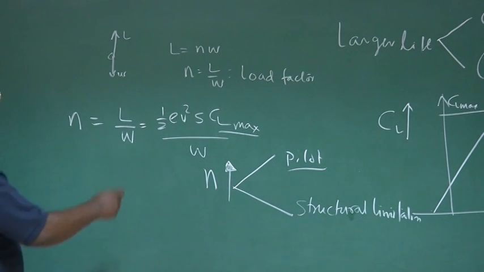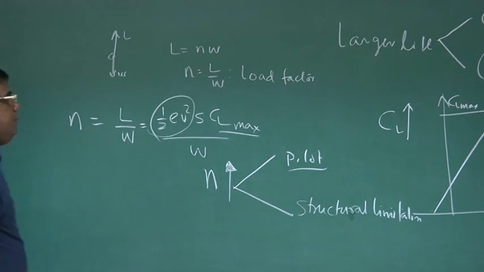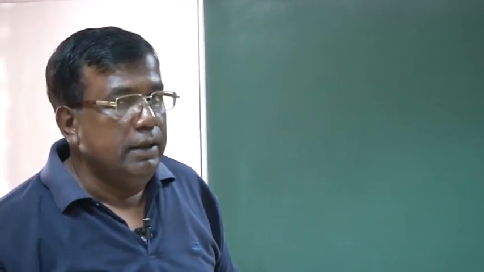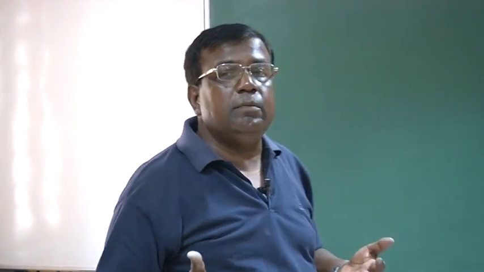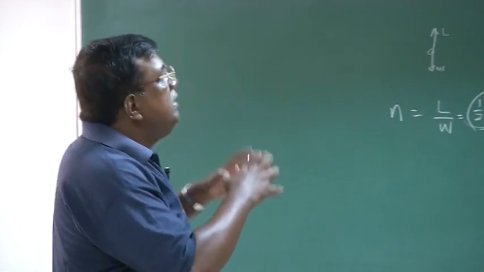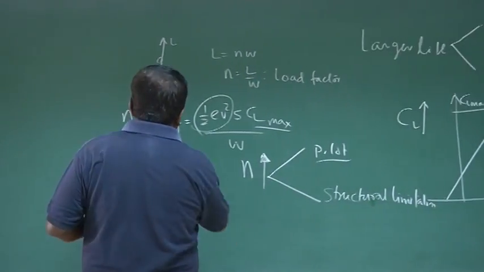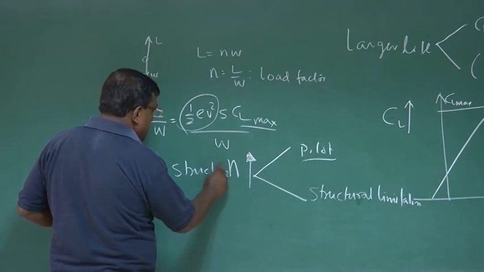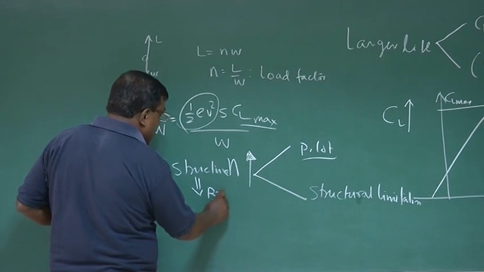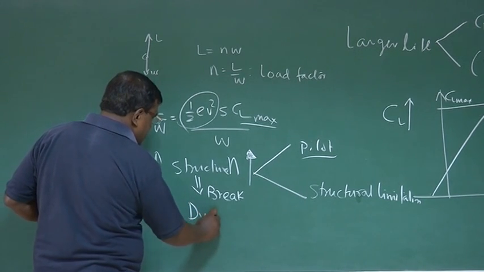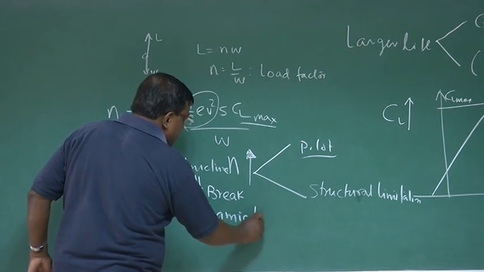Further, you see carefully, as I increase the speed, the dynamic loading on the aircraft structure will go on increasing with V square. And there is a limit beyond which the structure may not be able to withstand. So the structure will break. So we have to keep this in mind. So if I go on increasing V, the structure may break or fail because of dynamic loads.